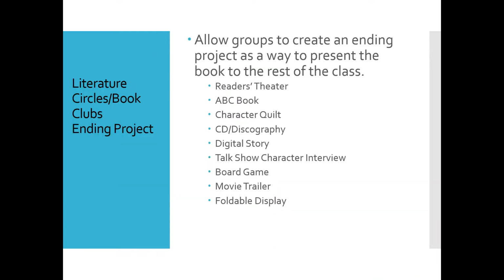Again, as students want more empowerment, they want ownership in their learning, give the students a choice in how they end their literature circle. These are some ideas that you could provide your students as a project to complete at the end of reading. Have the students write a reader's theater script based on the book that they've read, and then perform it in front of the class.